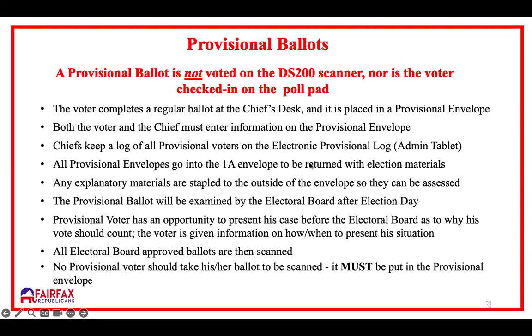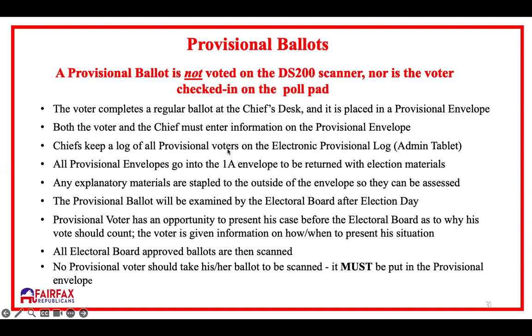The most important thing to know about provisional ballots is that the voter is not checked in on the DS200s, not checked in on the poll pad, and the ballot is not scanned on the scanner. The voter completes a regular ballot at the chief's desk, and you'll see a privacy folder usually there where a provisional voter could vote. His ballot is then put in that green envelope that I just showed you on the previous slide, and his situation is identified on the front part of the form that has to be filled out.